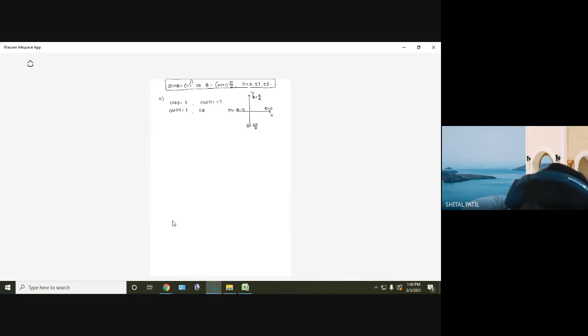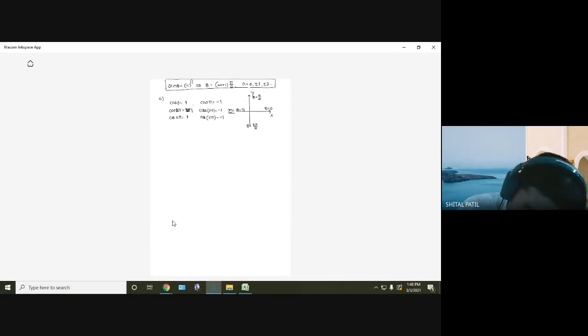Cos of 2 pi, sorry, cos of 2 pi is 1. Cos of 3 pi minus 1, minus 1, यहाँ पे 3 pi. Okay. Cos of 4 pi 1, ये 1 है. Cos of 5 pi minus 1.